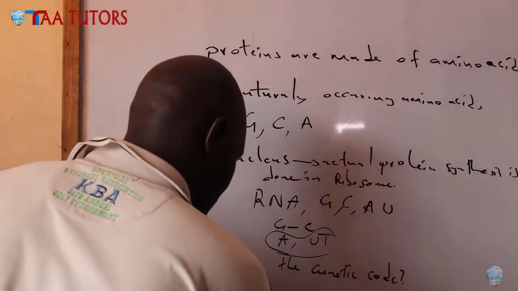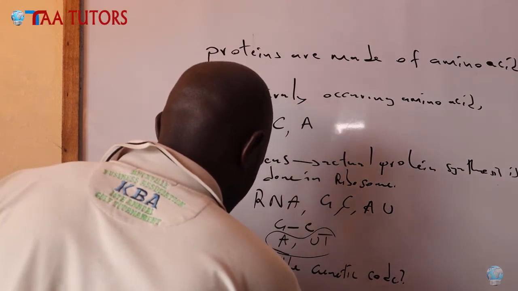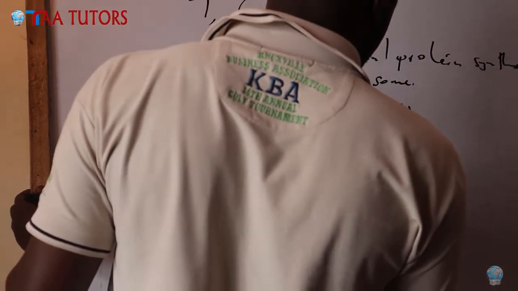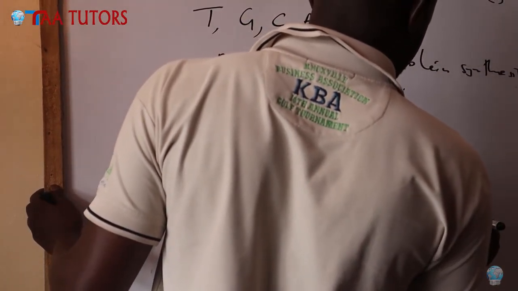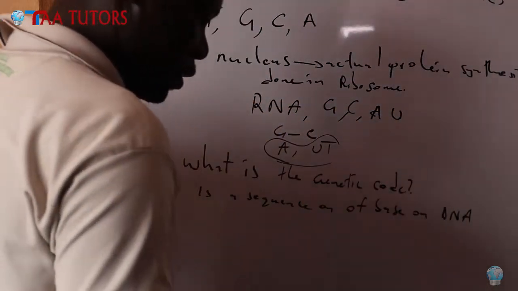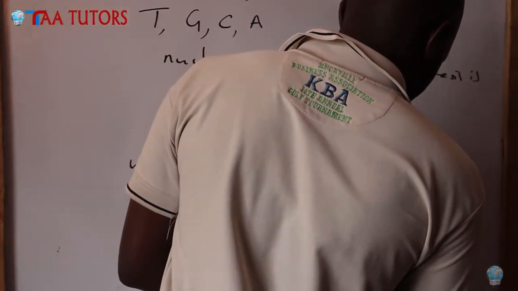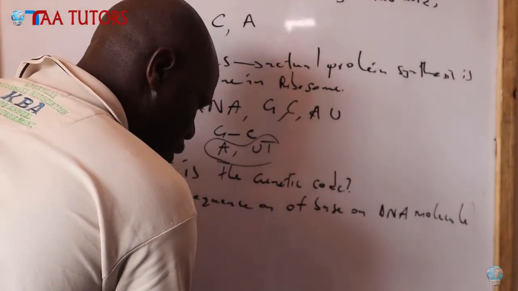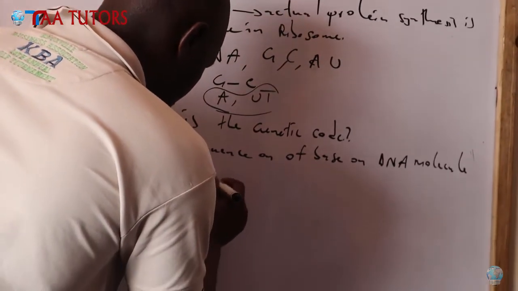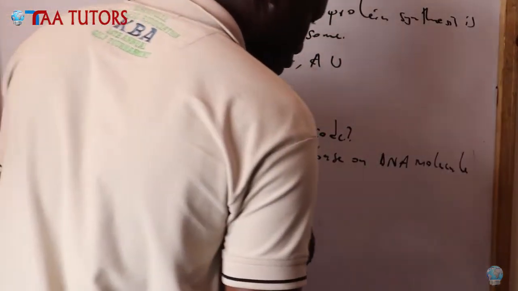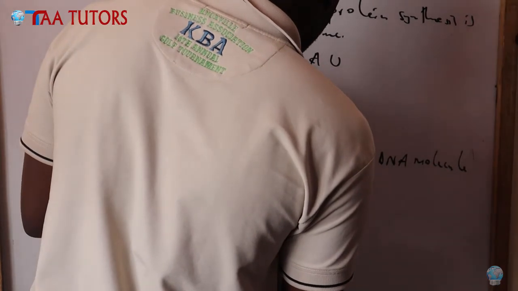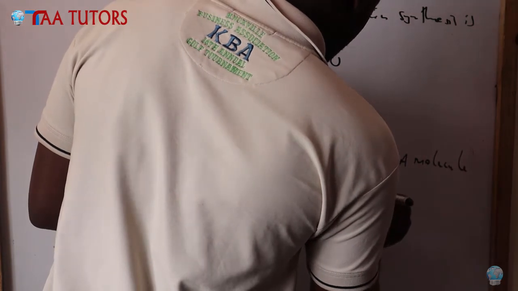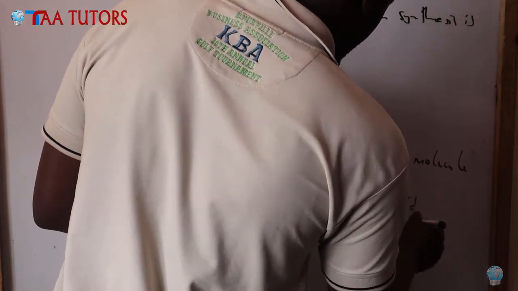We can say that the genetic coding is a sequence of the bases on the DNA molecule, which codes for a specific amino acid. That is how we can define it.